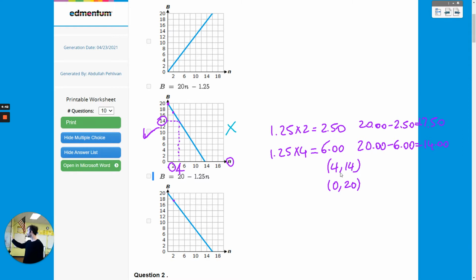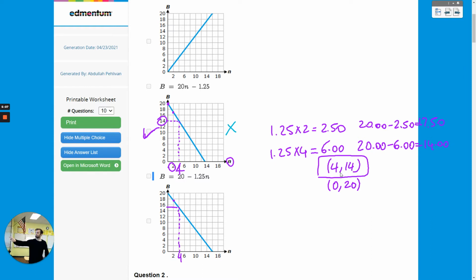Because 14 should be on the line. We know that. When she purchases 4 songs, she's going to pay $6. She's going to end up with $14. That's why 4 and 14 should be on the line. But is it on the line in here, 4 and 14? Right here we have 4, but this point is not 14, it's higher than 14. So that is not the answer. The only right answer was the one in the middle.